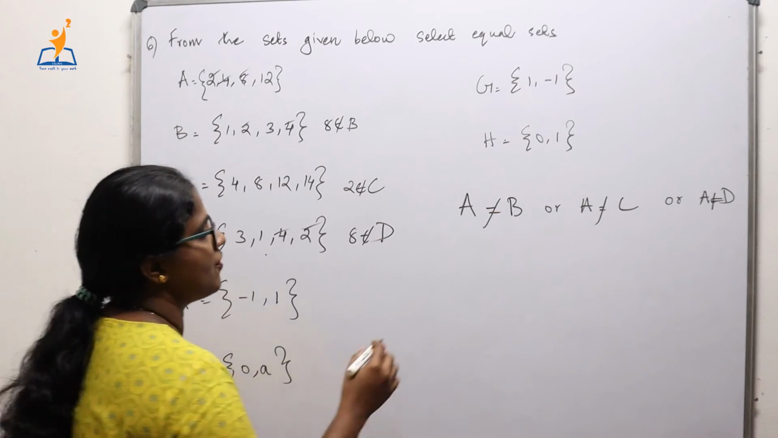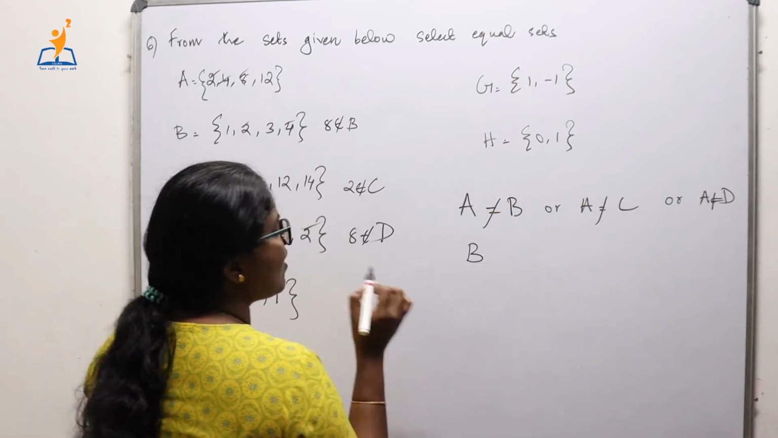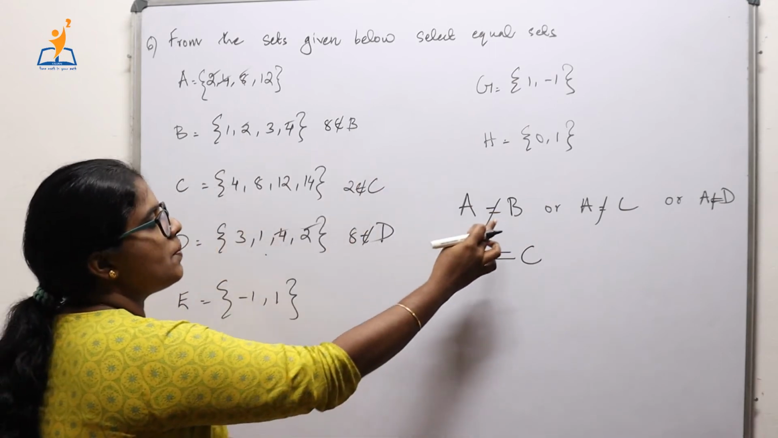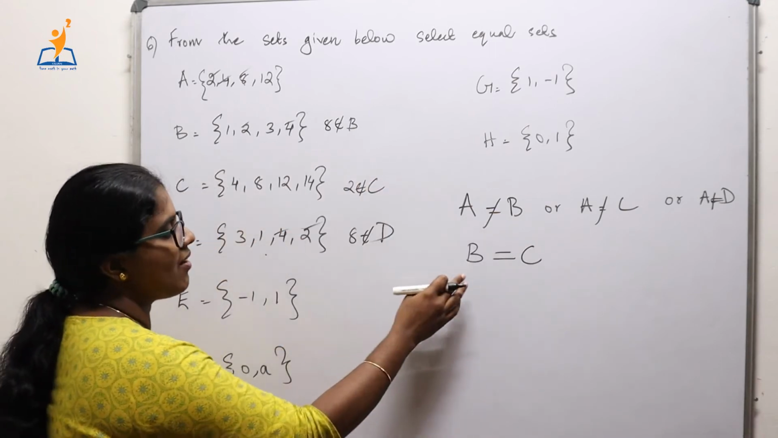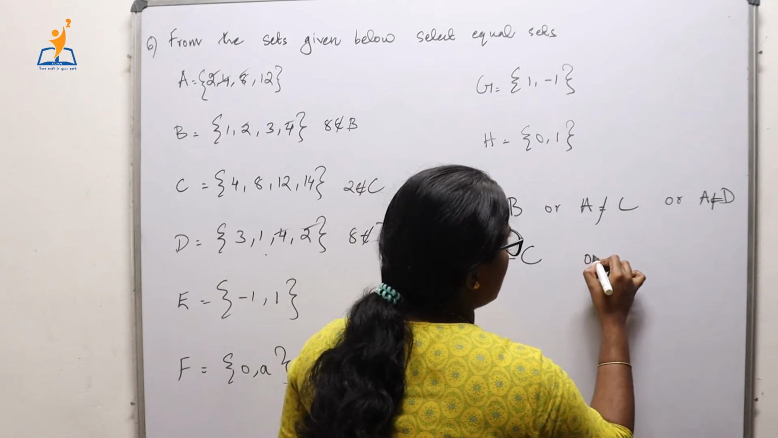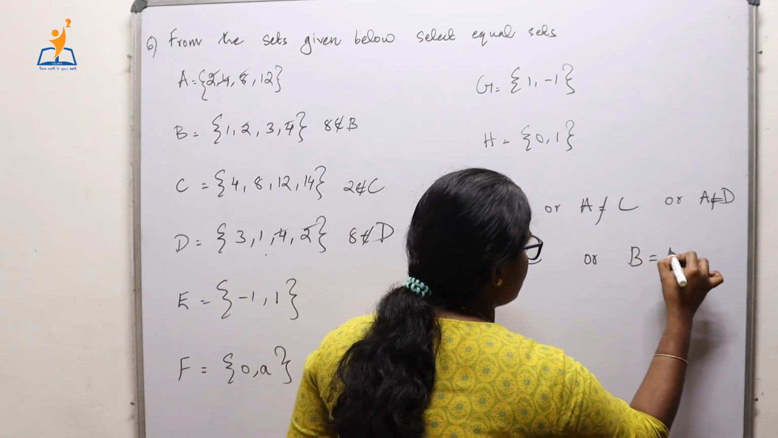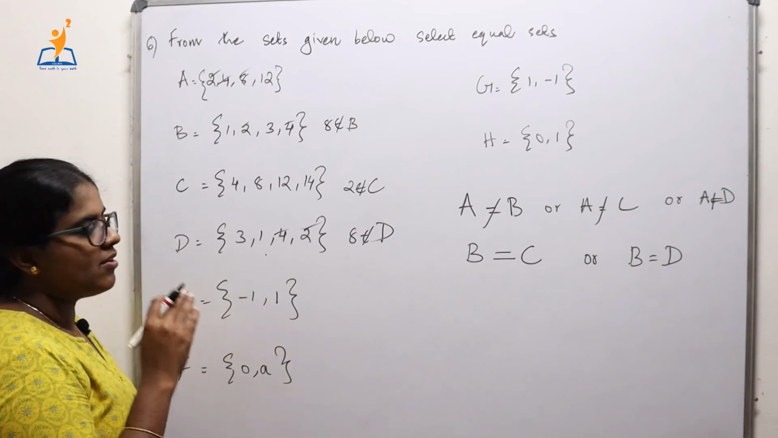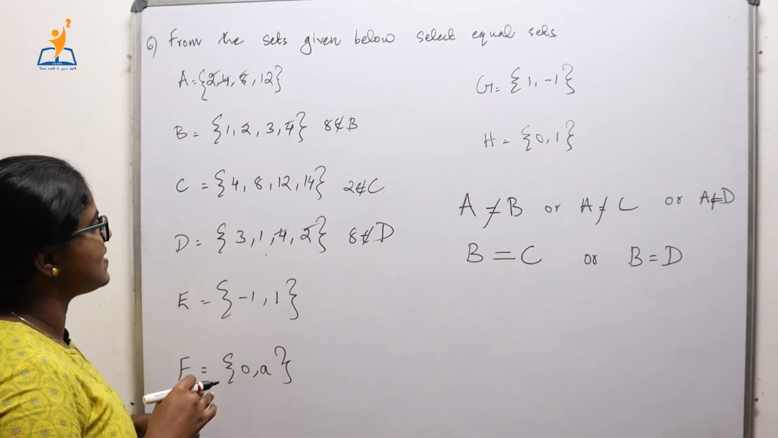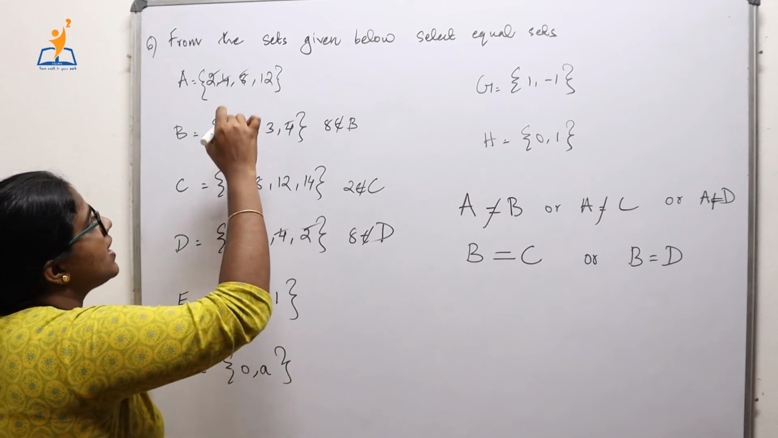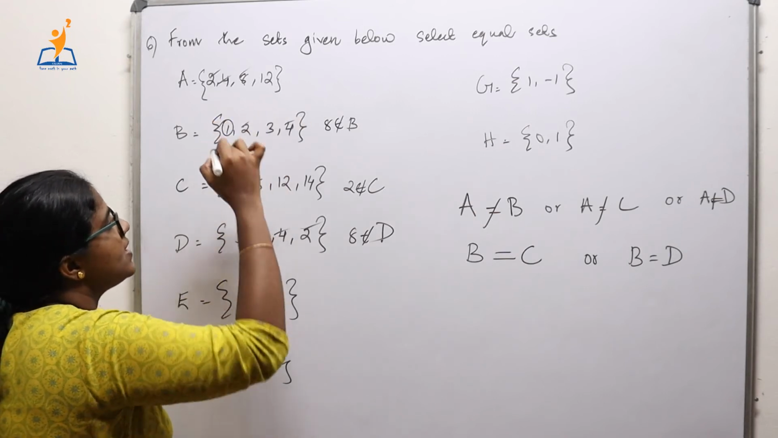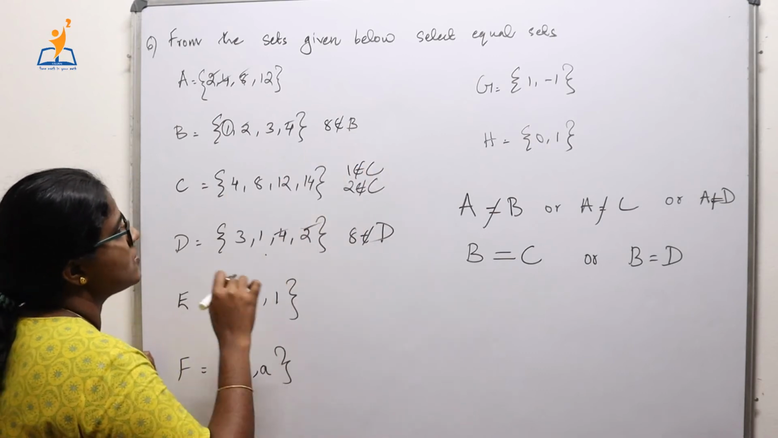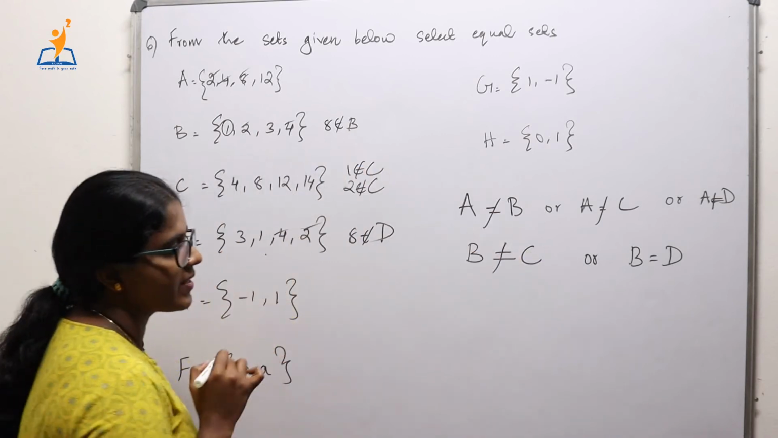Now let's check for B. Now we have to check whether B equal to, B has 4 elements. So B is not equal to A. So we have to check whether B equal to C or B equal to D, because C and D are the only sets containing 4 elements left. Now here we have 1 is here, but 1 does not belong to C. So B is not equal to C.